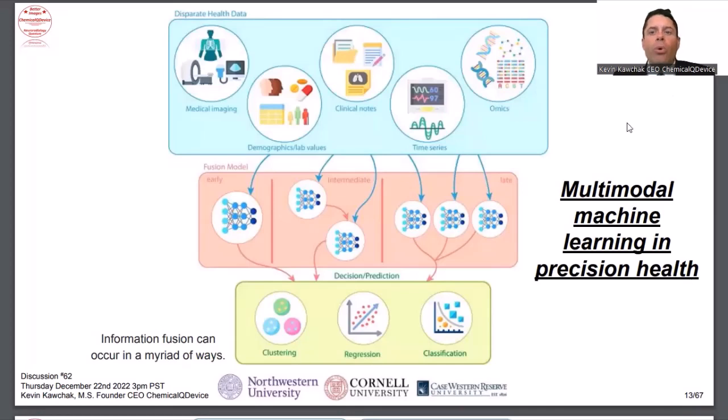So this basically pulls in everything from medical imaging, demographics, clinical notes, time series, genomics, and then the fusion is the multimodal part of this. So you have early, which is most of these, intermediate, and then late. And then you have decision and prediction, which is an algorithm. So you have clustering, regression. So in medical imaging, you have classifications such as Alzheimer's positive or Alzheimer's negative.